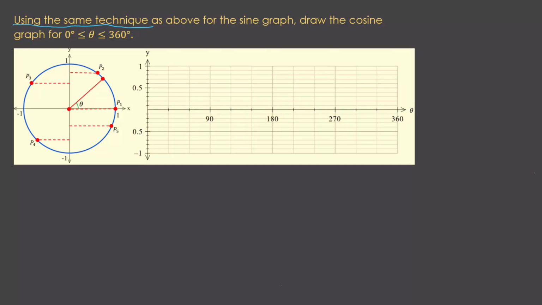Using the same technique as above for the sine graph, so that was in the intro, draw the cosine graph for theta between 0 and 360. Now before we do that, we're going to have a look at an app again.